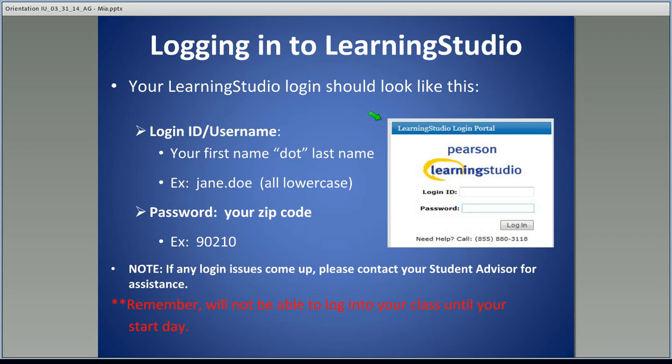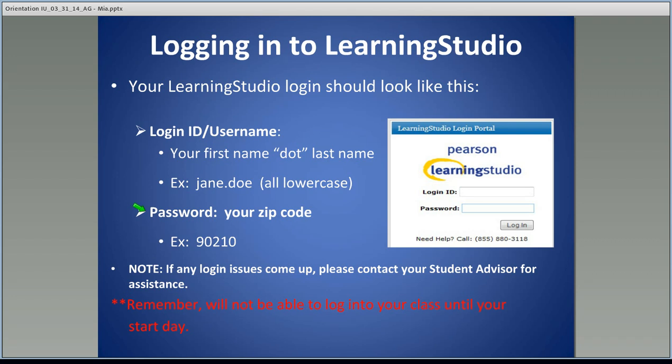Your login ID or your username will be your first name dot last name. So if your name was Jane Doe, your user ID, all lowercase, would be jane.doe. Now, since this is a common name, chances are there might already be someone in the system named Jane Doe. If that's the case, then your username would be jane.doe1, or maybe even jane.doe2. And then your password is going to be your zip code, so the zip code wherever you live.